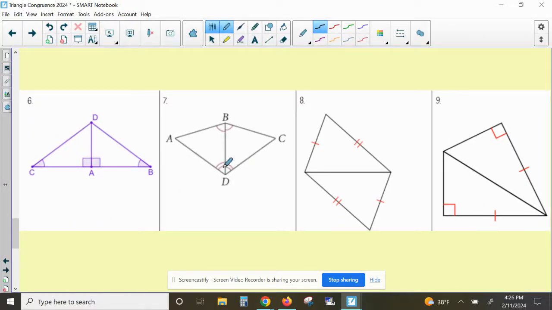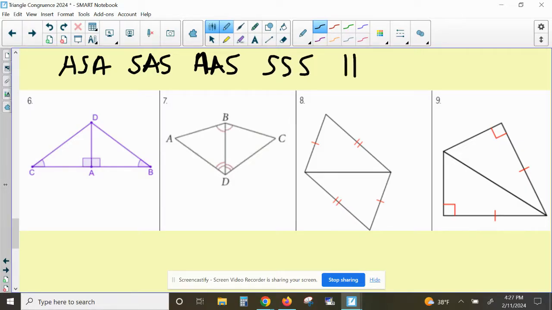Okay, let's do number 6. Okay, so let's take a look at number 6. Now remember the 5 ways. There's angle, side, angle, side, angle, side, angle, angle, side, side, side, side, and hypotenuse, leg, right angle. That's an ugly right angle. Okay, so there are 1, 2, 3, 4, 5 different ways to prove that triangles are congruent. So these are your options for your theorems, postulates, okay?